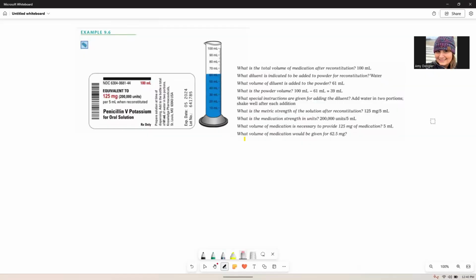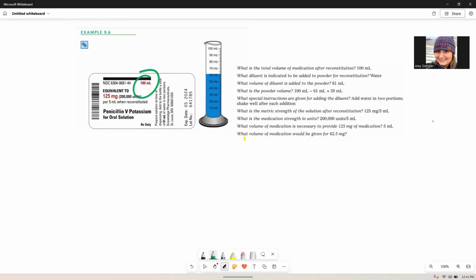So example 9.6 uses a prescription label for us to answer the questions. The first question is, what is the total volume of medication after reconstitution? Unlike the previous example, where it said that in plain letters, it doesn't here, but the total volume, which the answer is 100 ml, is coming from here. That is the total volume after it is reconstituted.